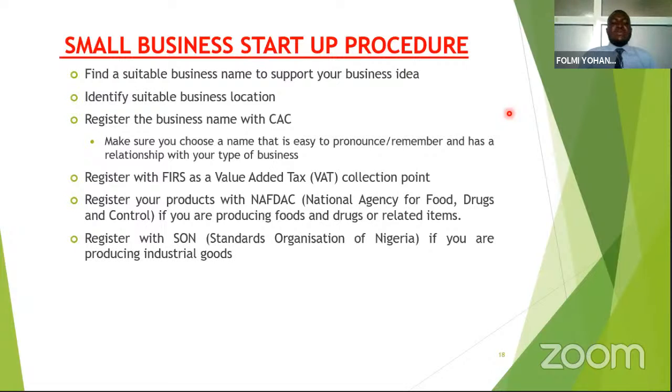Register the business name with CAC. Make sure you choose a name that is easy to pronounce, remember, and has a relationship with your type of business. As I said earlier, register with the Federal Inland Revenue Service as a value added tax collection point, so that you can remit your VAT, your value added. As I said, VAT is a consumption tax that is levied repeatedly on a product or service you offer. So if you are selling your product, you need to charge VAT and remit on behalf of the federal government.